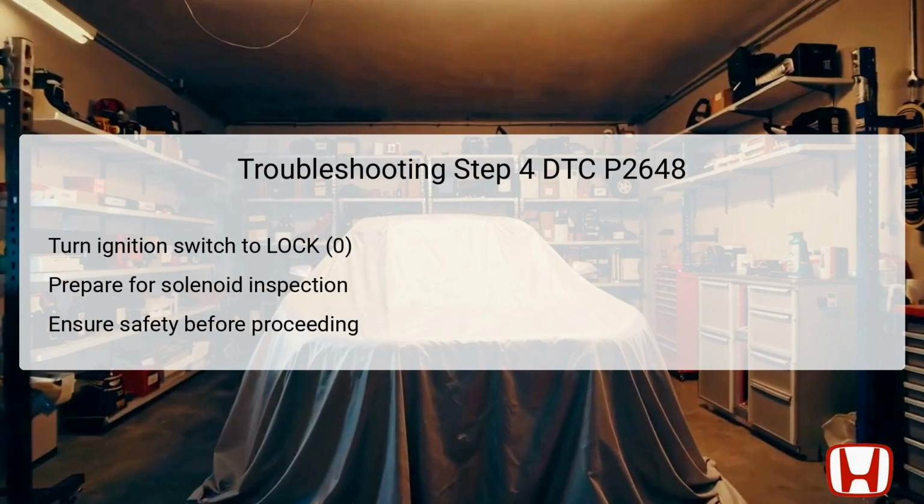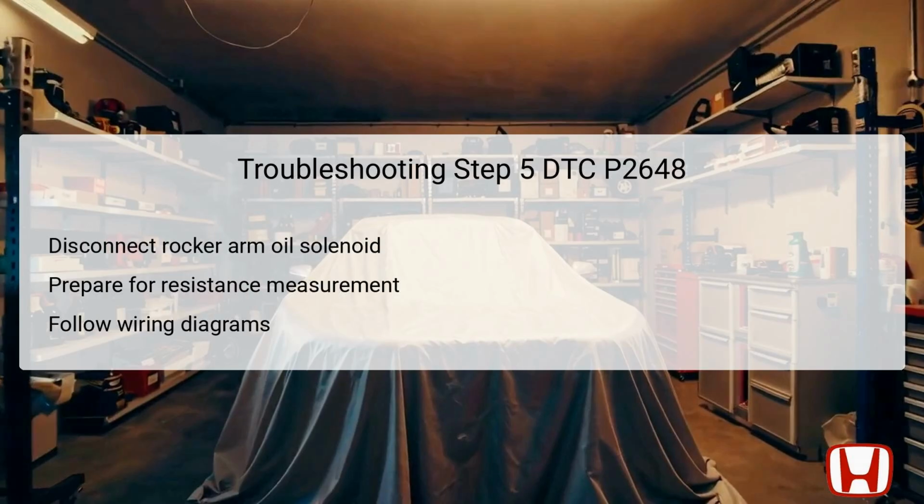repairs. Preparing for the solenoid inspection involves ensuring that necessary tools are ready and correctly positioned. Safety is paramount during this step, as working on electrical components presents potential hazards. Ensuring the ignition is off reduces the risk of accidental shorts or injuries, while technicians proceed to inspect the rocker arm oil control solenoid connection.